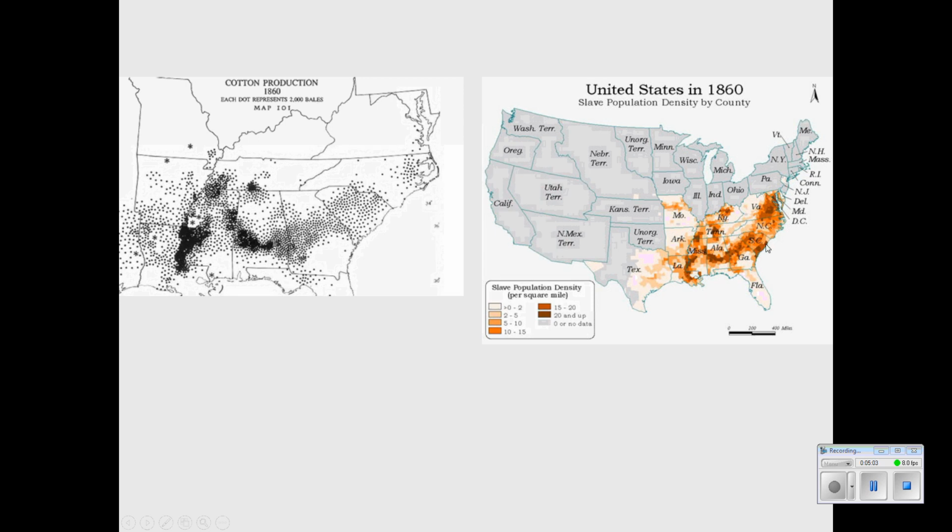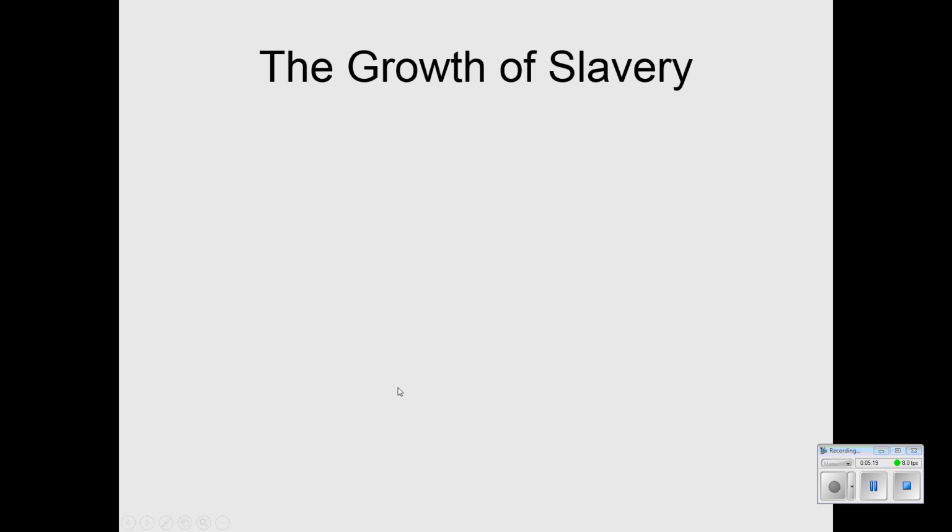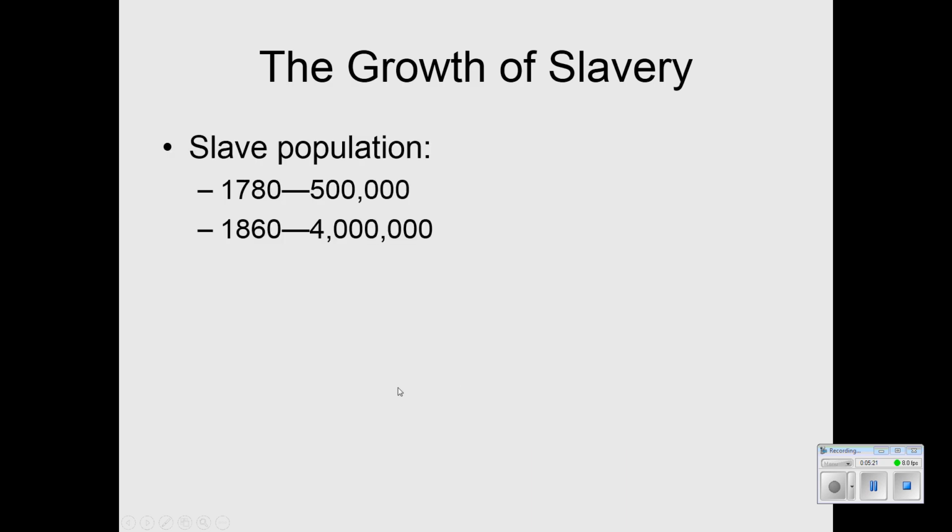Now, there are other areas where slavery is important. You can see along the coast here of South Carolina, that's rice. There is still tobacco grown in Virginia, although the industry had declined somewhat by then. But the real driver of slavery, though, is cotton. Now, slavery, as you would expect, grew very dramatically. Between 1780 and 1860, it grew eightfold, from 500,000 to 4 million.